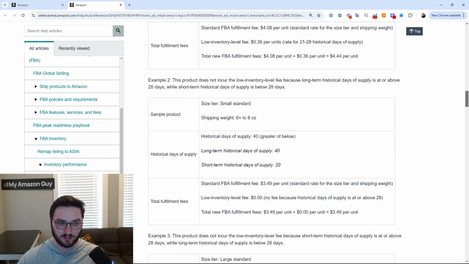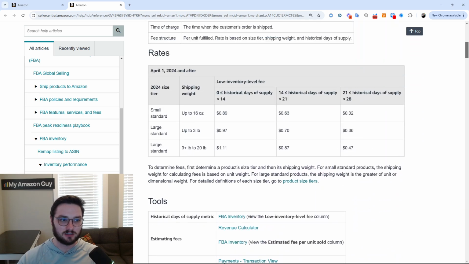Now, if we come all the way up here, you can see what the actual costs are. So we can see what our historical day supply and each cost for each small standard, large standard, and other large standard above 3 pounds. So if our historical day supply is greater than 14, we essentially don't have that fee. Otherwise, it's between 89 cents and $1.11. This can range all the way down to 32 cents, 47.